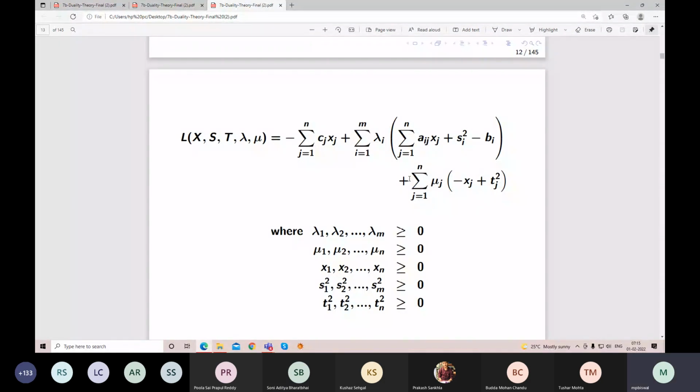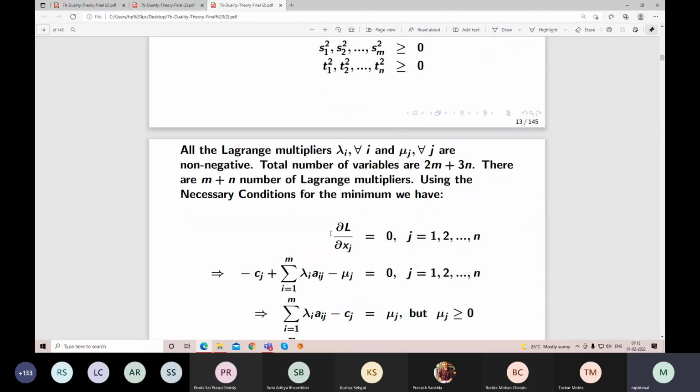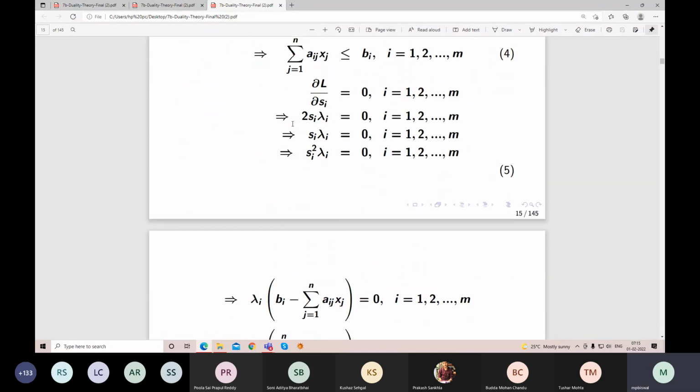If you take the derivative with respect to s_i, how much will be there? Anybody? 2 lambda_i. Yes. 2 lambda_i into s_i. Right? That is equal to 0. Right? This is the right answer. See here, we got twice s_i into lambda_i equal to 0. See, 2 is not 0. As a result, s_i into lambda_i equal to 0. If s_i into lambda_i equals 0, what does it indicate? The product equals 0.